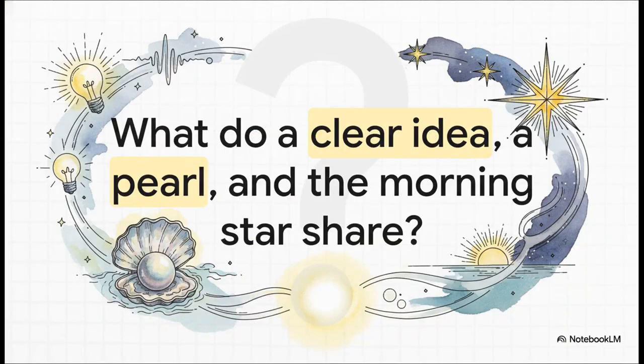So, let's start with a little puzzle. What on earth could a clear idea, a shining pearl, and the morning star all have in common? I mean, on the surface, they seem totally unrelated, right? But stick with me, because you're about to see they're all branches of the exact same family tree. The answer is, well, it's surprisingly illuminating.